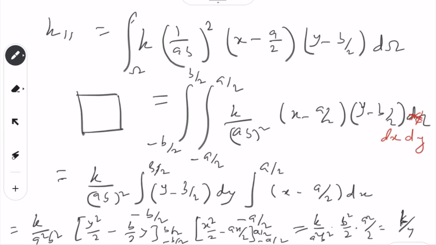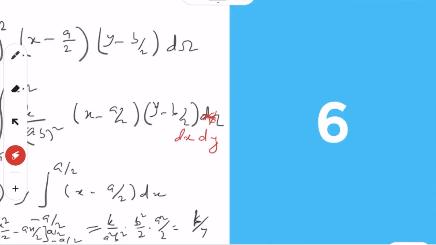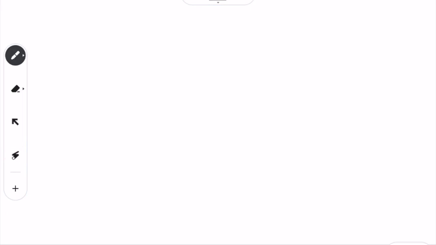So k11 is simply like this one. Now the other values accordingly we can find out. Now the value of this one is x minus a over 2, so we can find out very easily basically. So k11 we found out.